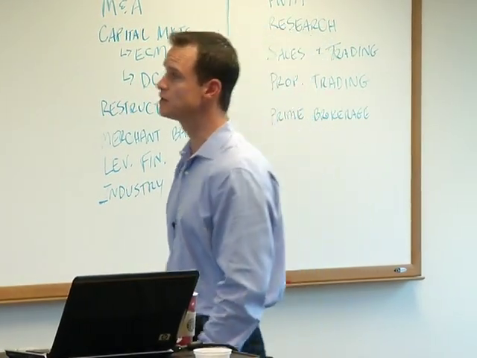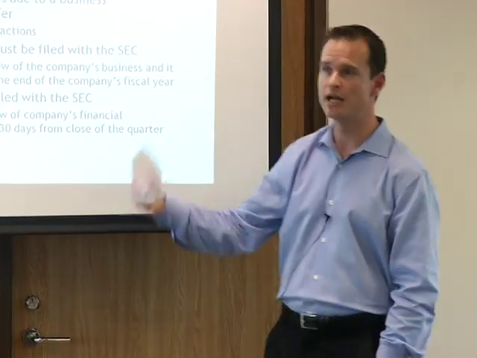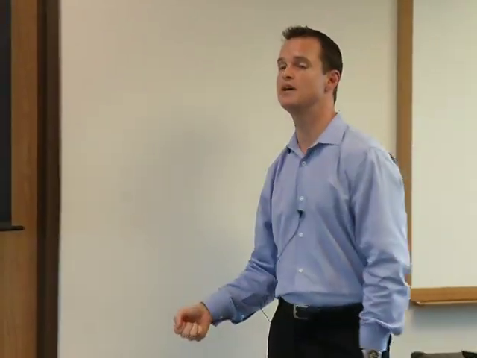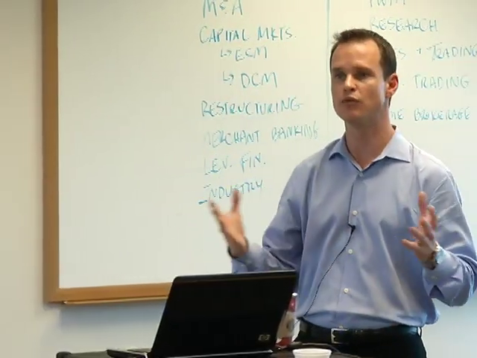And probably the most common types of filings you will run across are what we call a 10K and a 10Q. These are filed on a periodic basis. A 10K is filed once a year. It's basically the company's annual results. It's kind of like their annual report.